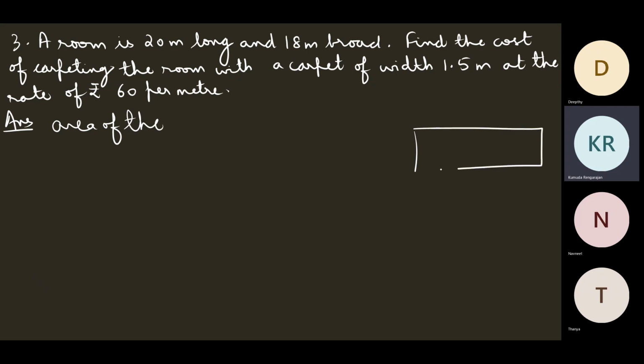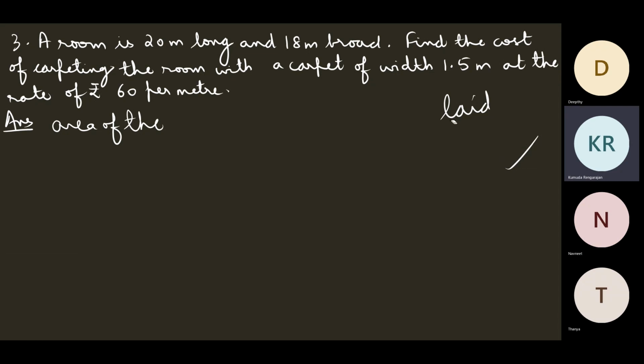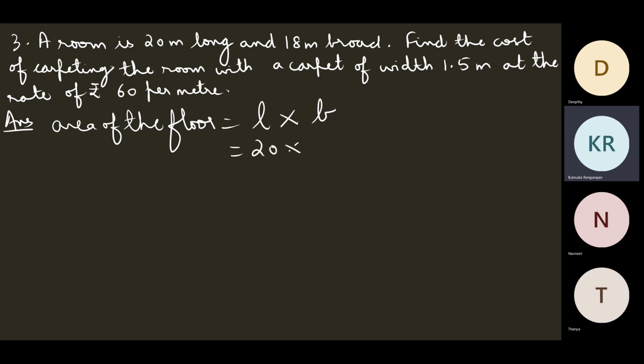Where is the carpet laid? On the floor of the room. Yeah, so when we say area of the room, it's area of the floor. Okay, let's write area of the floor itself. Area of the floor is equal to the length of the floor into the breadth of the floor, which is nothing but the length of the room into the breadth of the room. That is 20 into 18, which is 360.